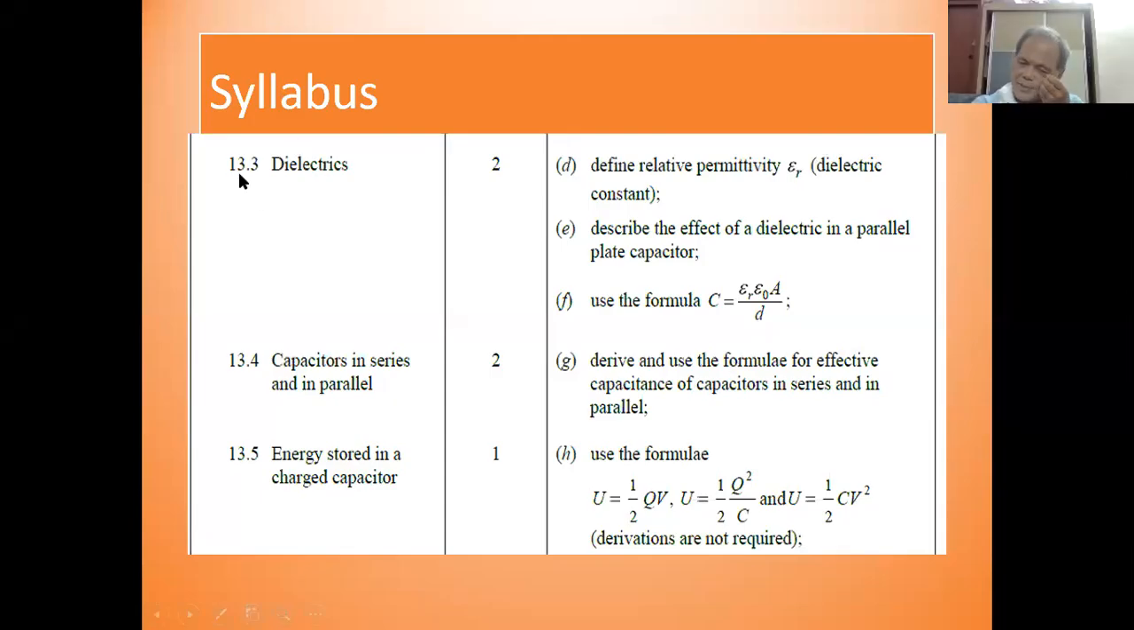Right, we have finished 13.3. Now we are going to 13.4, capacitors in series and in parallel. We are required to derive and use a formula for effective capacitance of capacitors in series and parallel. Okay, let's do that.